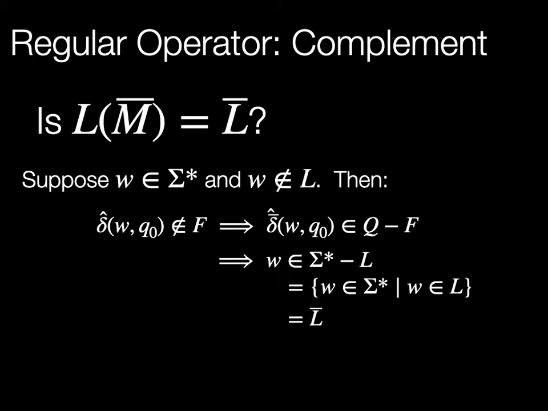Given some word w over sigma that is not in L, then M's run function doesn't end with a final state. This implies that the run function for M bar, M's complement, must end in a state other than one of M's final states. However, this is a final state of M bar by definition, and thus w is in the complement of L. Therefore, L bar is accepted by M bar, and L bar is regular. This then gives us our desired result. The complement of a regular language is regular.